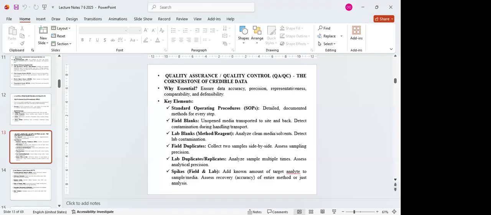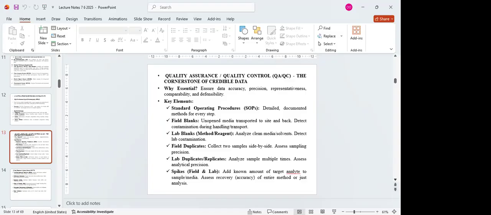Then we ought to have field duplicates, where we collect 2-3 samples side by side at the same time. That's triplicates of samples. And then we assess the sampling precision. This ensures that we have reproducibility assured, accuracy intact, and precision heightened.